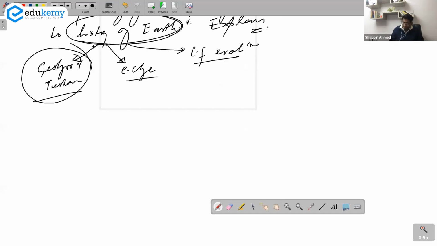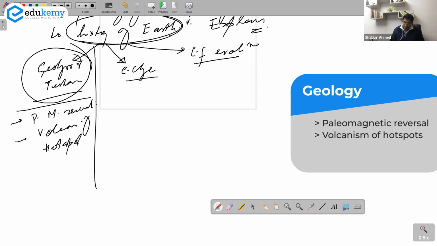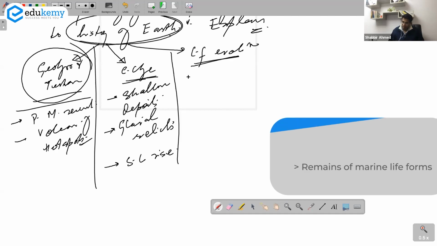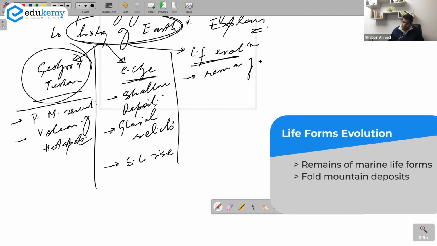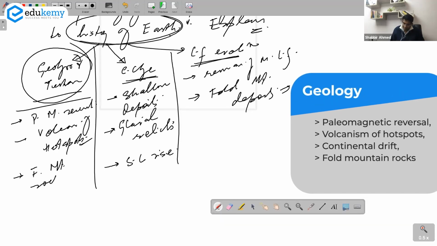In the geological history, you have the paleomagnetic reversals, the volcanism of the hotspots. In the climate change history, you have the shallow deposits, glacial relicts, and the sea level rise. In the life form evolution, we have the remains of marine life forms. We have the fold mountain deposits.